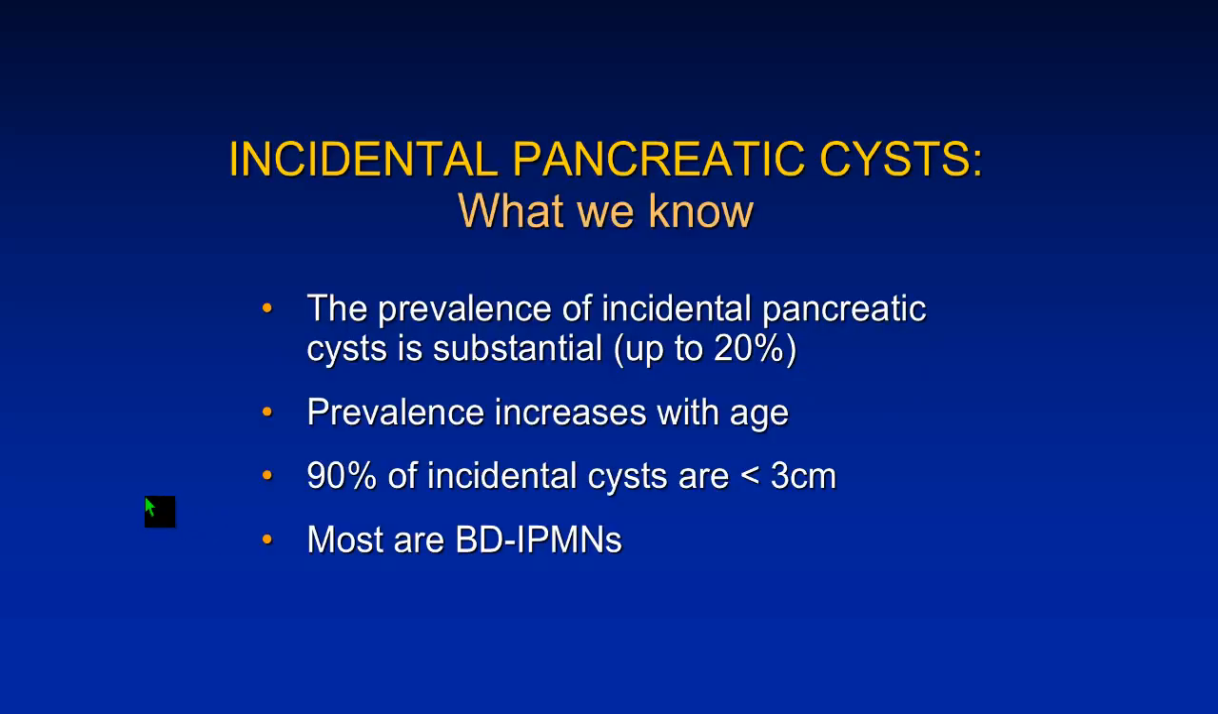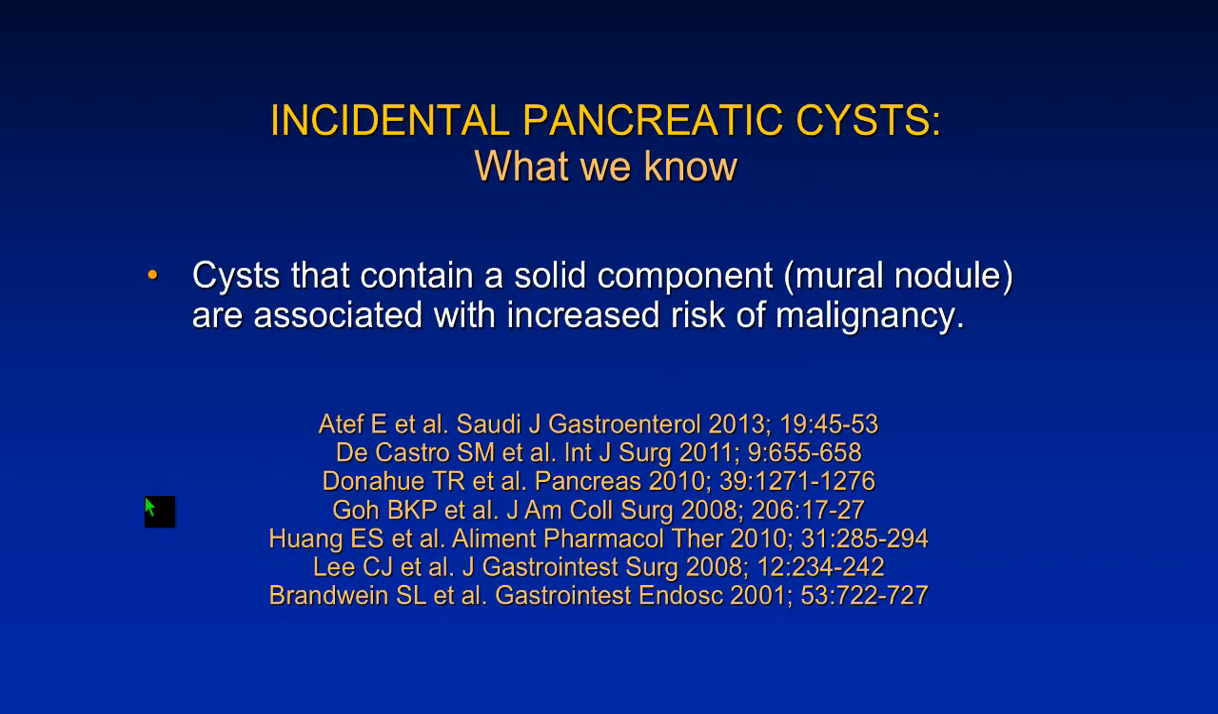Some of the basic things that we do know are that the prevalence of incidental pancreatic cysts is substantial, and it increases with age. We know that 90% of incidental cysts are less than 3 centimeters, and most of these incidental cysts turn out to be branch duct intraductal papillary mucinous neoplasms. We know that cysts that contain a solid component are associated with increased risk of malignancy.